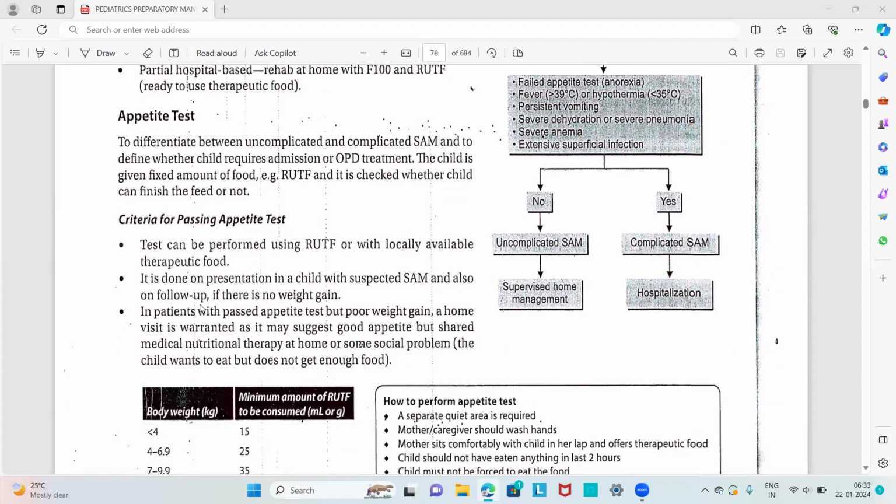What are the criteria for passing the appetite test? The test can be performed using the ready to use therapeutic food or with locally available therapeutic food. It is done on presentation in a child with suspected severe acute malnutrition, and also on follow-up if there is no weight gain. In a patient with a passed appetite test but poor weight gain, a home visit is warranted as it may suggest a good appetite but shared medical nutrition therapy at home or some social problem.